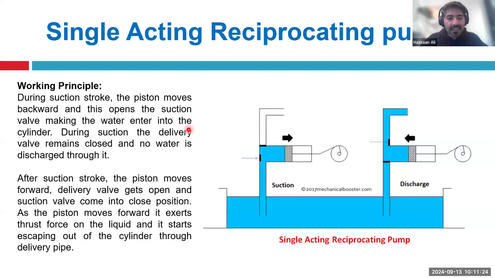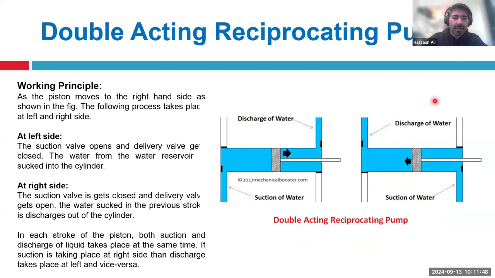Once the suction stroke is completed, the piston will move forward. When the piston moves forward, the force of the fluid will flap close the suction valve and it will open the discharge valve. When that happens, the fluid will transfer into the discharge line. So this is what we call a single acting reciprocating pump. In the double acting reciprocating pump, as I mentioned earlier, the suction stroke of one side essentially becomes a discharge stroke of the second side.